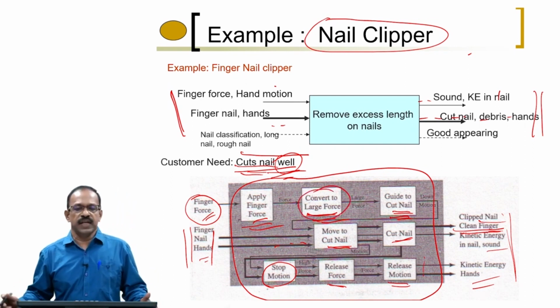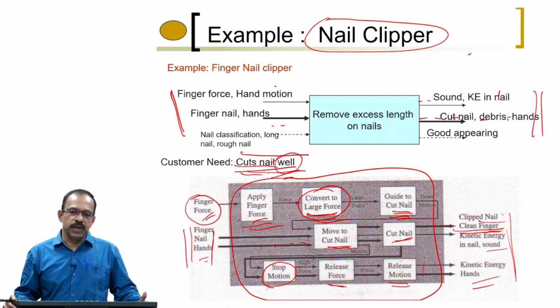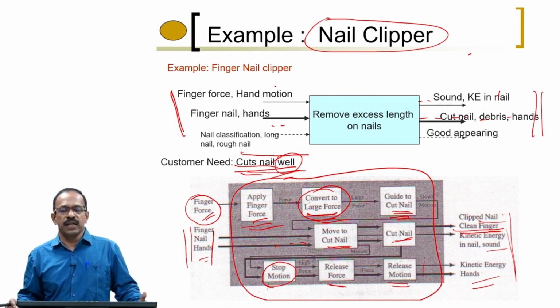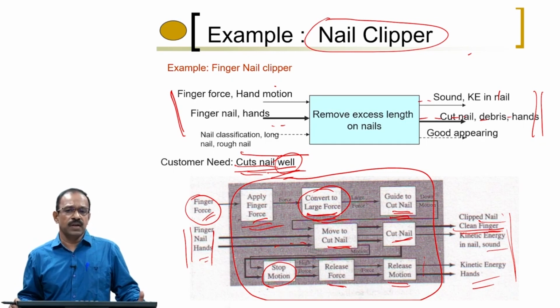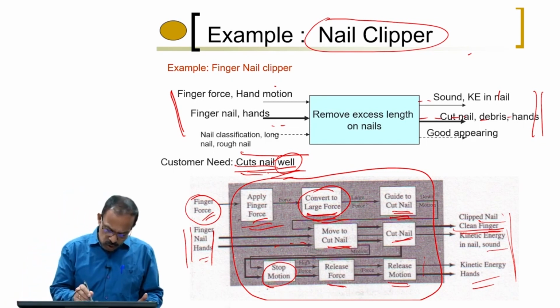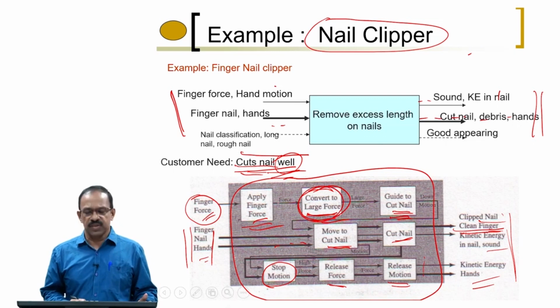So, you must have seen in the existing nail clipper there is a particular way of increasing the force. The applied force is increased because of the particular arrangement of the lever and the edges of the blade. Now, if you feel that is actually a problem because we need to apply large force, and we can reduce the force required from the user, we can think of a new concept to increase this or to get this convert to large force.